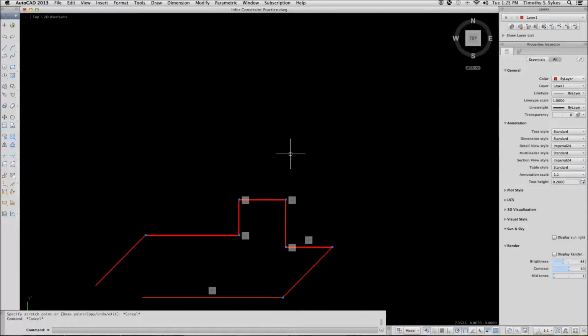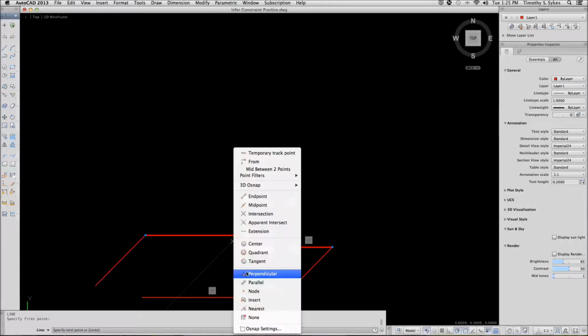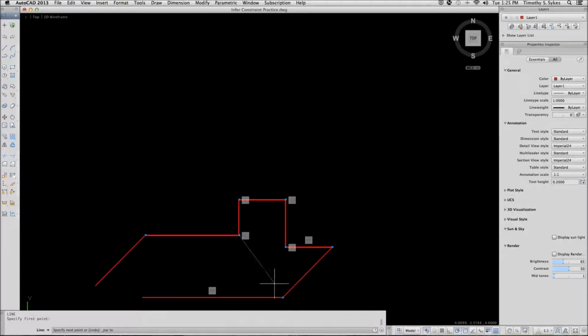If I were to add a line, say I wanted to add a line from the endpoint here and I wanted to go parallel to one of these lines. I hover, I get my parallel mark, I move, and I go a little bit further, like so. And notice that AutoCAD has made my line parallel and constrained it as such.